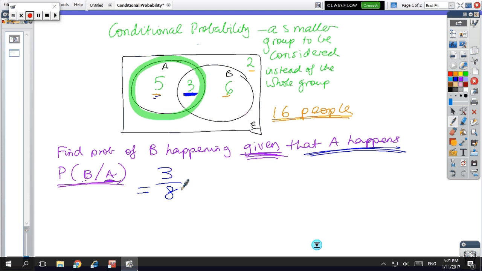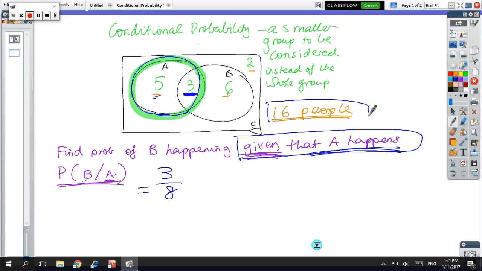So we'll go through that again. A has happened, which means I've only got these 8 people, not these 16 people. Now, of these 8 people, who also is a member of B is these 3 people because they're in the overlap, okay? So the answer is 3 out of 8.